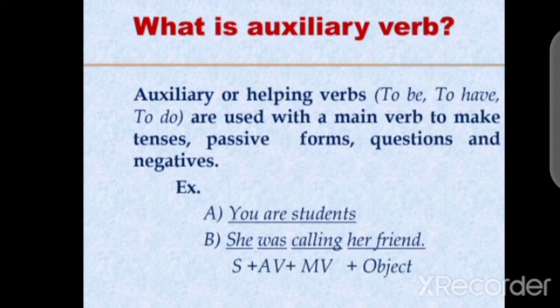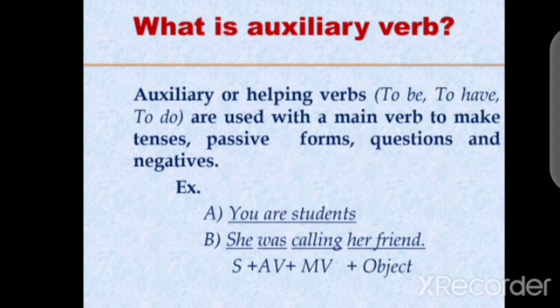Now, what is an auxiliary verb? Auxiliary verbs are also called helping verbs. Mainly, there are three auxiliary verbs: to be, to have, and to do. To be in the form of is, am, are, was, were, being, and been. To have in the form of has, have, and had. To do in the form of do, does, did. These verbs are used with a main verb to make tenses, passive forms, questions, and negatives.